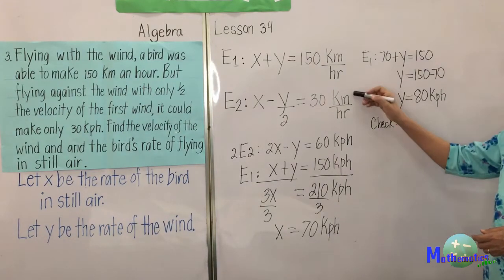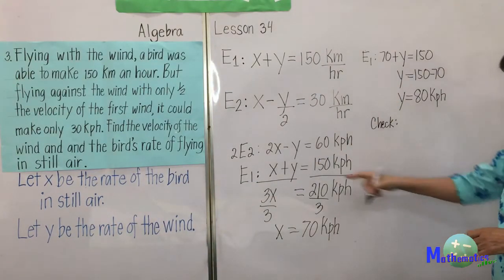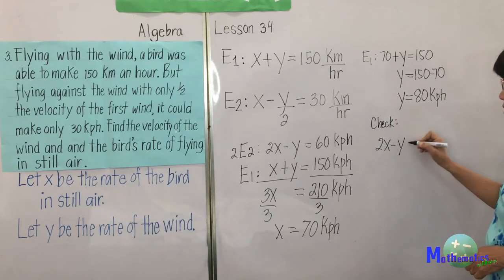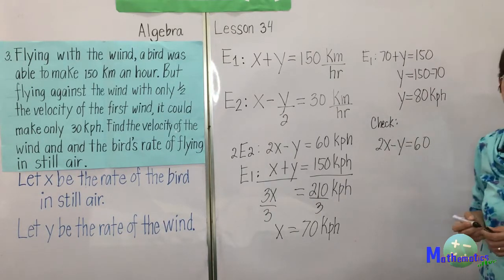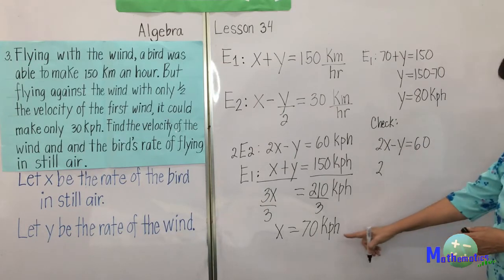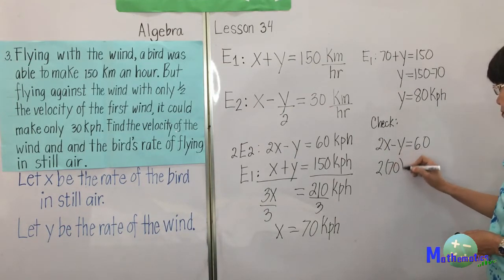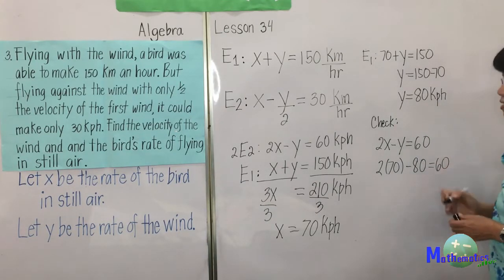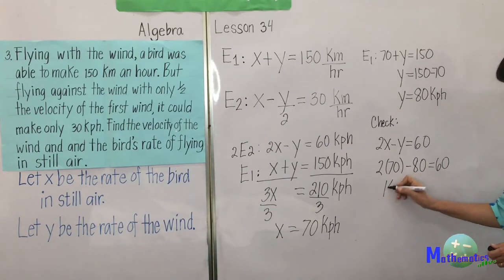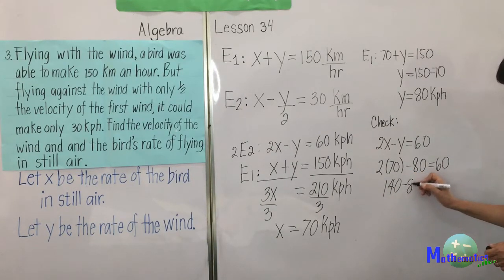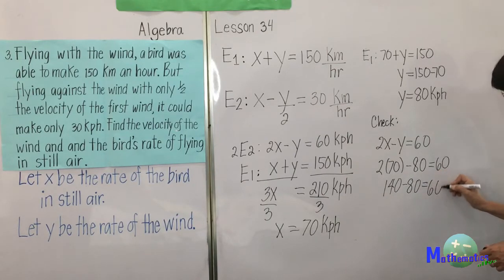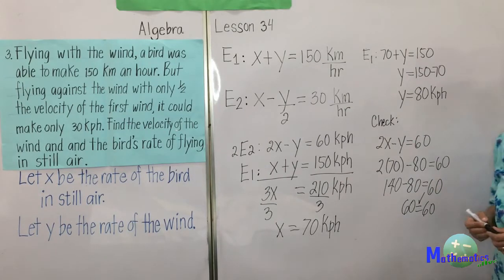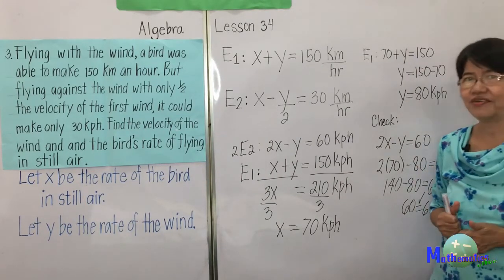And then checking, we will use the simplified form of equation 2. So we'll use this: 2x minus y is equal to 60. So 2 times x, 70, minus y, 80, equals 60. Then we have 140 minus 80 equals 60. 60 equals 60. Check. We got the correct answer.